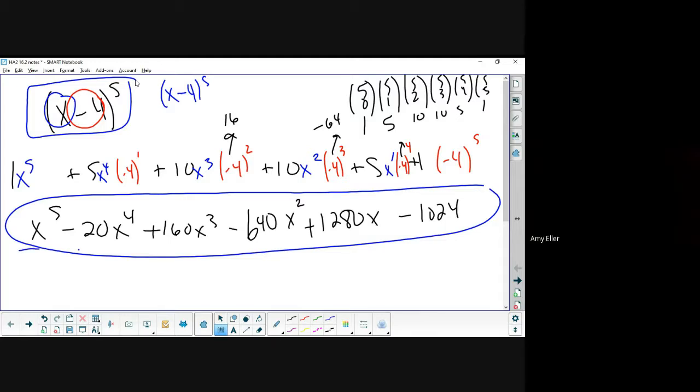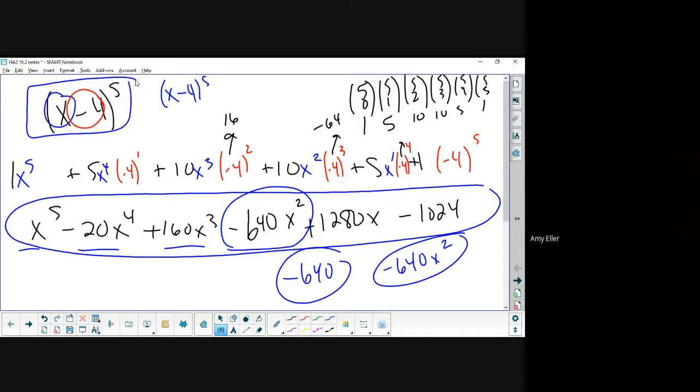Number 1, 2, 3, 4. What's the coefficient? Negative 640. That's your answer. It's just going to say find the coefficient of the fourth term. Or it might say what is the fourth term? And then you would write the entire fourth term. If it just says find the coefficient, you just need the number in front.